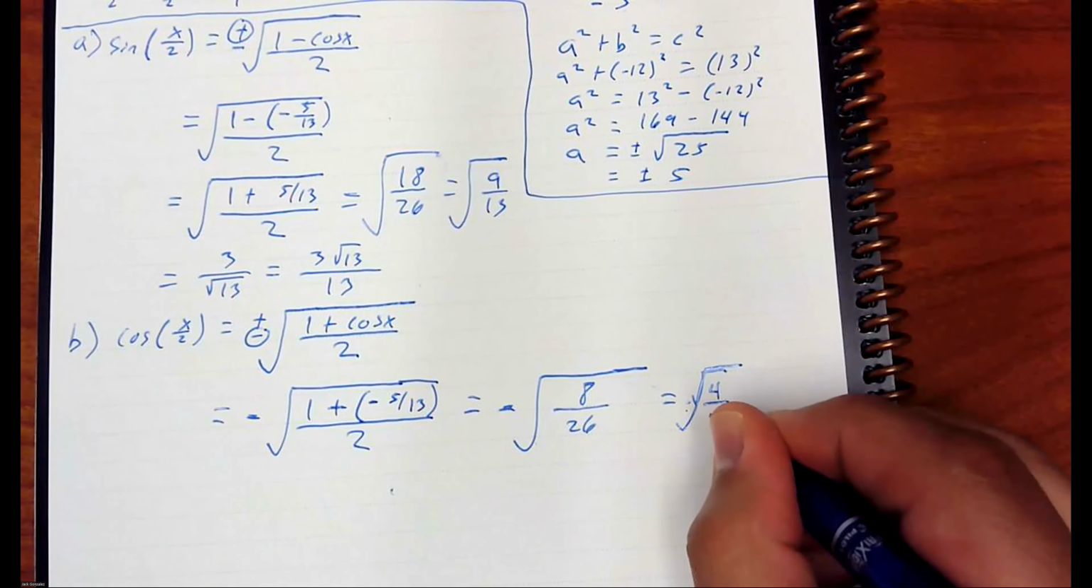This would be the most simplified answer here. If you stopped anywhere along the way, I would have been fine. Choose the right sign. You find your sine and cosine. I'll be happy. Okay.